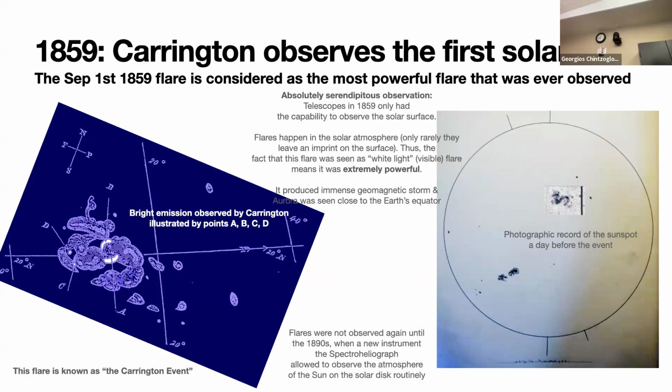Actually, Carrington was one of the two people who observed on that particular day, September 1st, 1859, from England. The other one was also in England, a man called Hodgson. Also Richard, really, same first name.